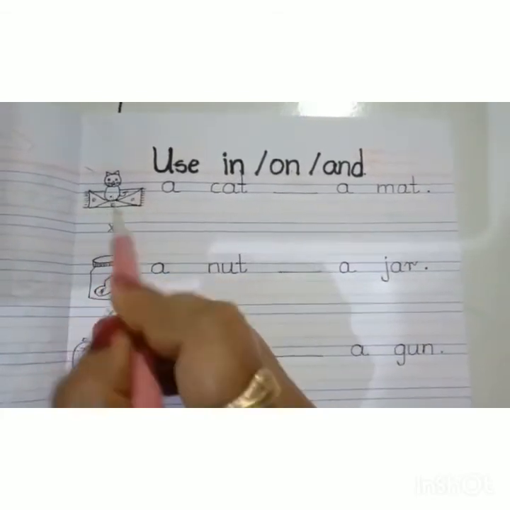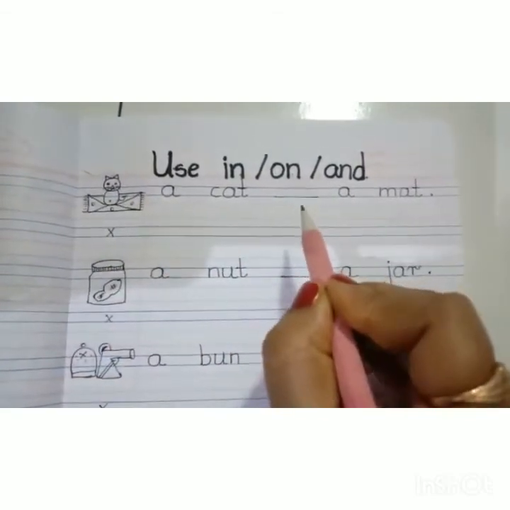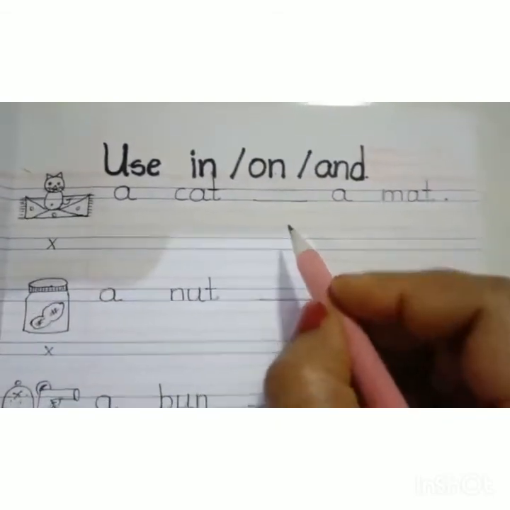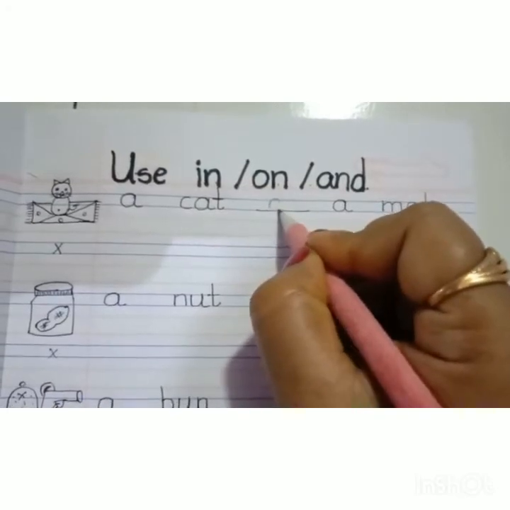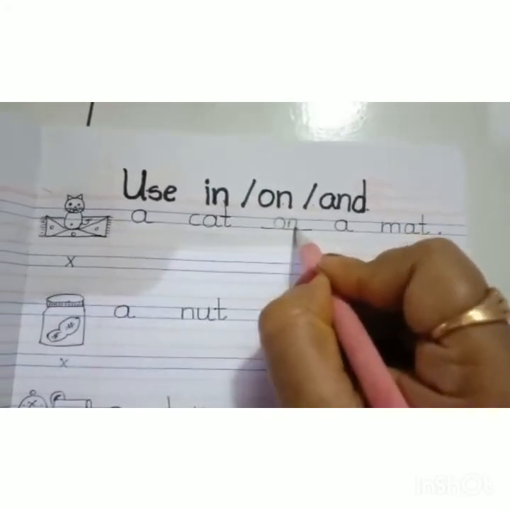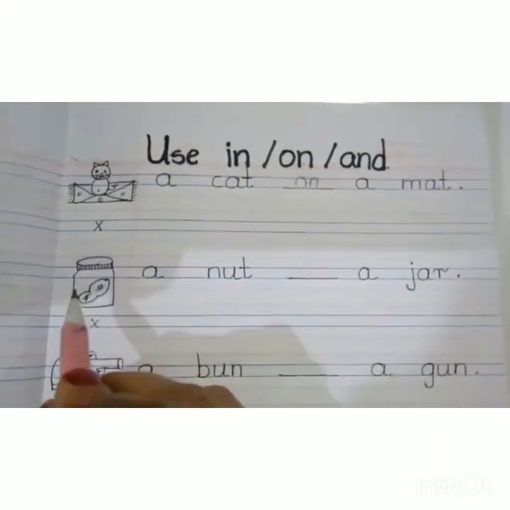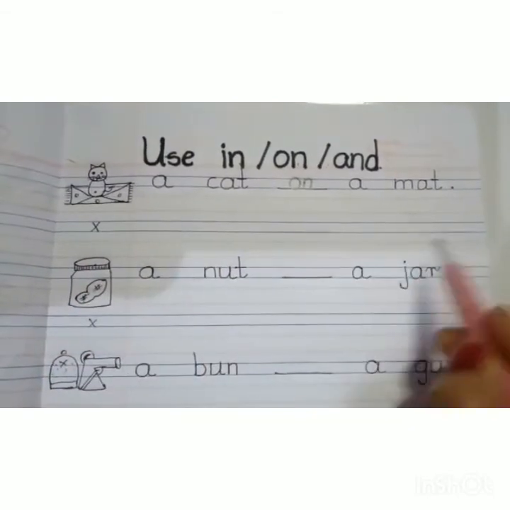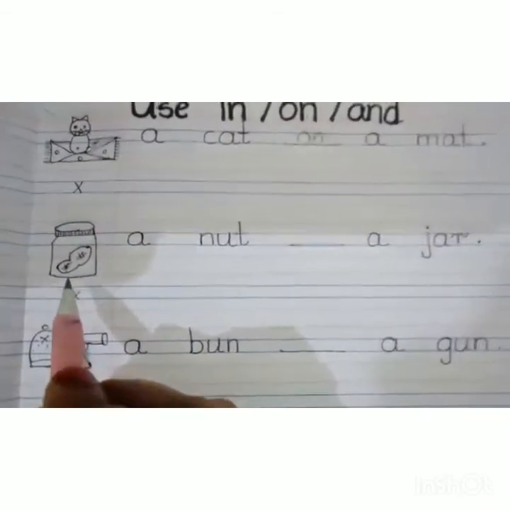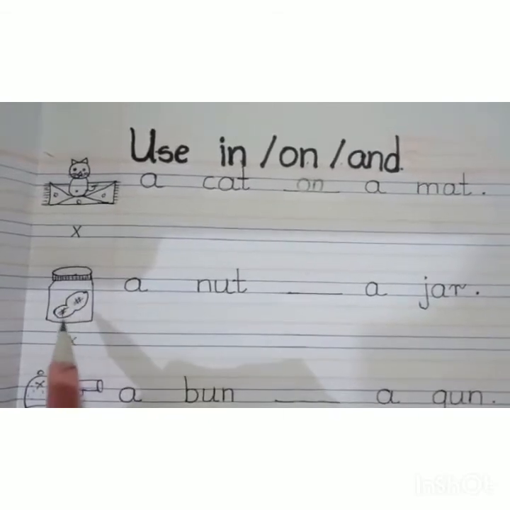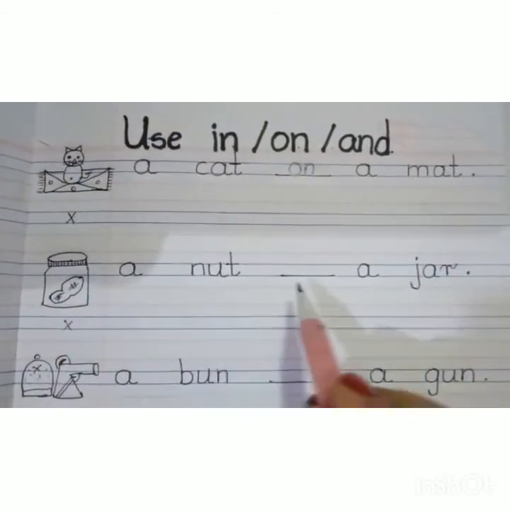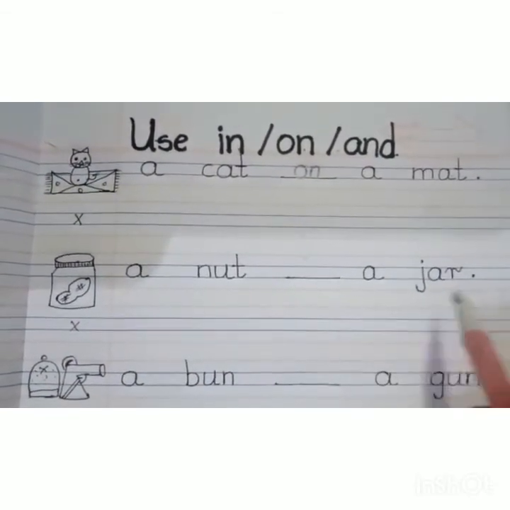So see here, cat mat के ऊपर बैठा है. ऊपर means what? हम लोग क्या लिखेंगे? Yes, on means ऊपर. Cat mat के ऊपर बैठा है, right? Again put a cross, leave the whole line and go for the next picture. See here, a jar, inside that a nut, a nut dash a jar.